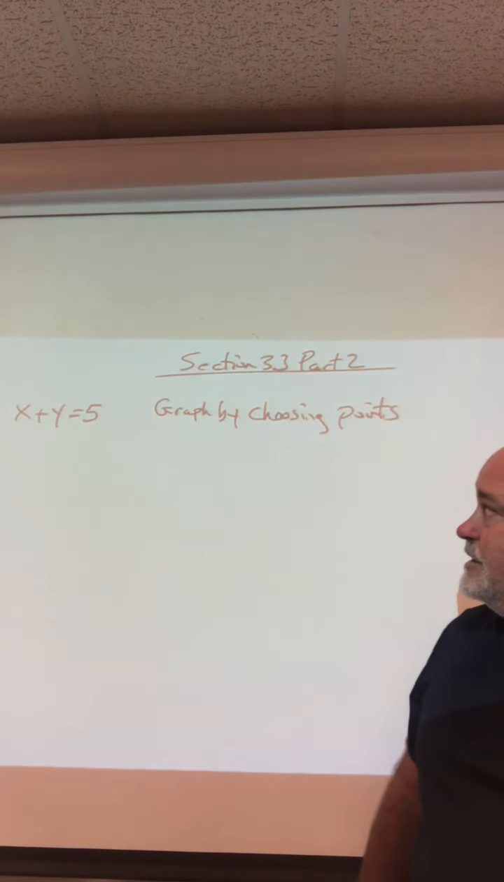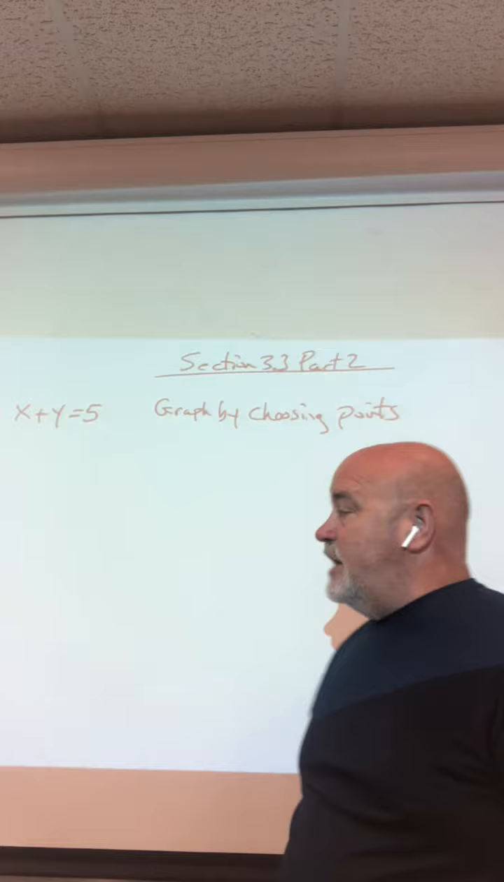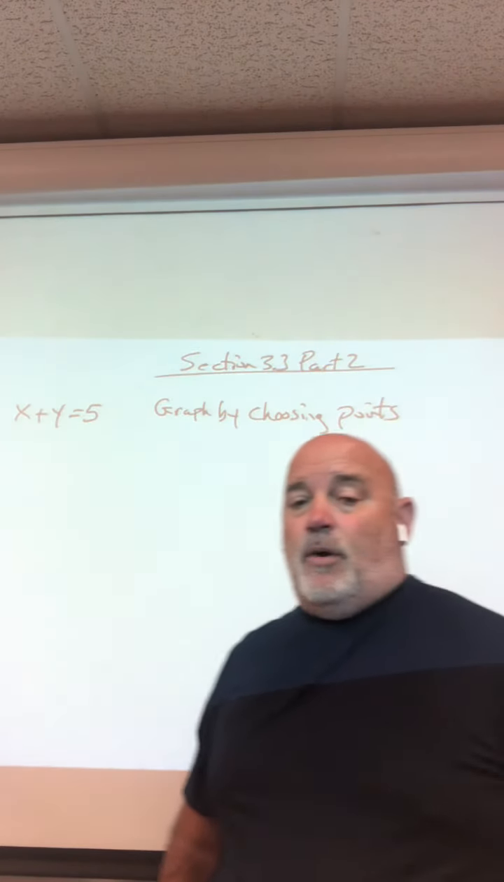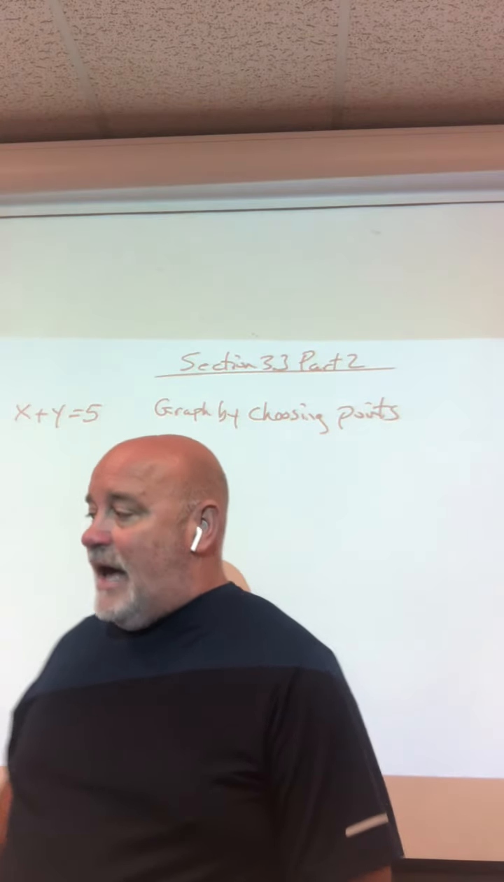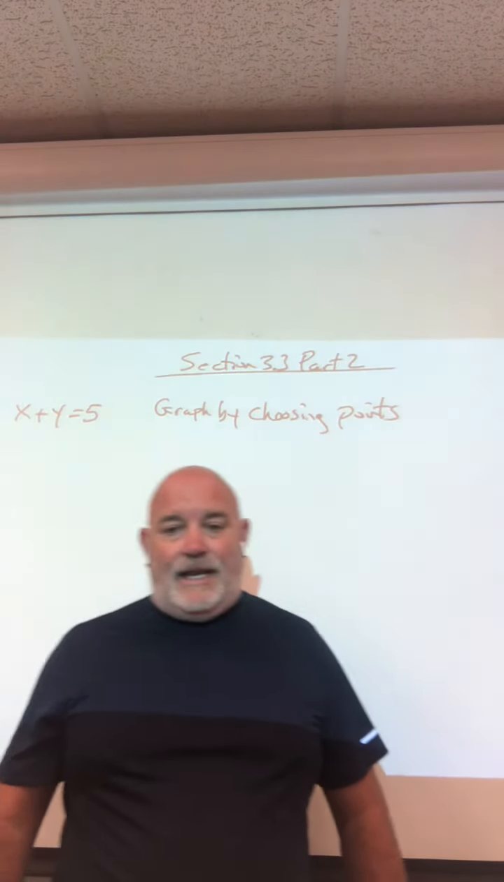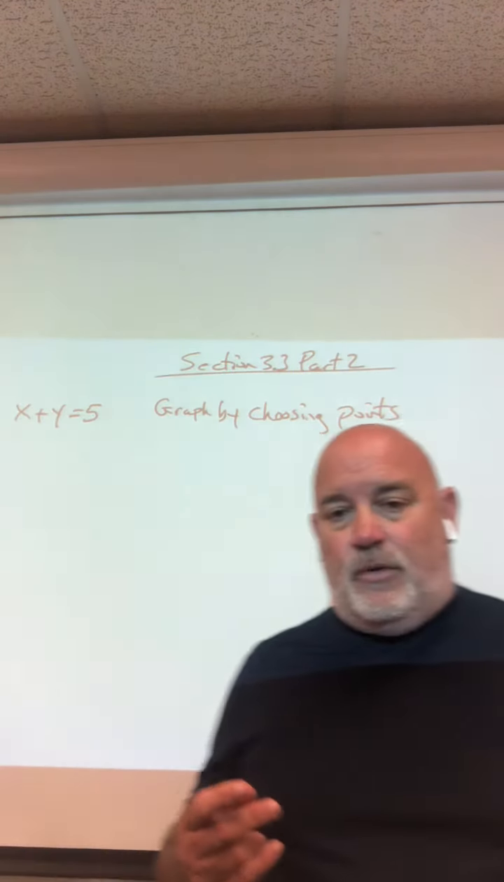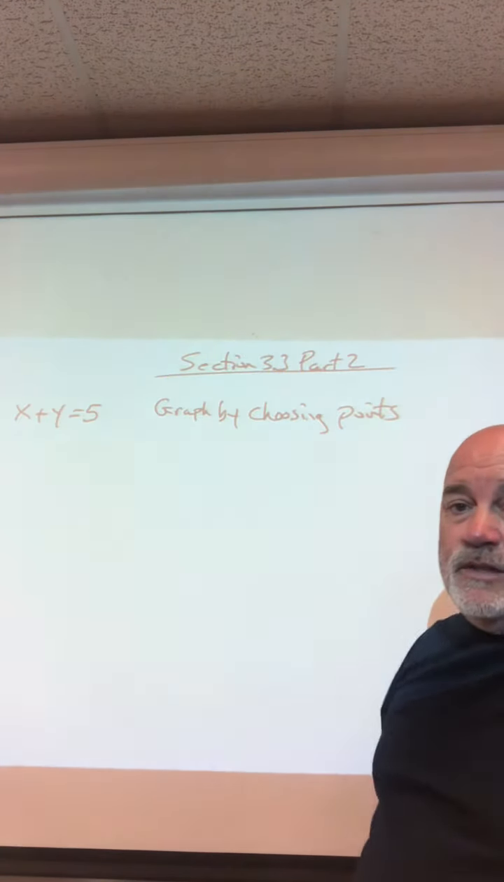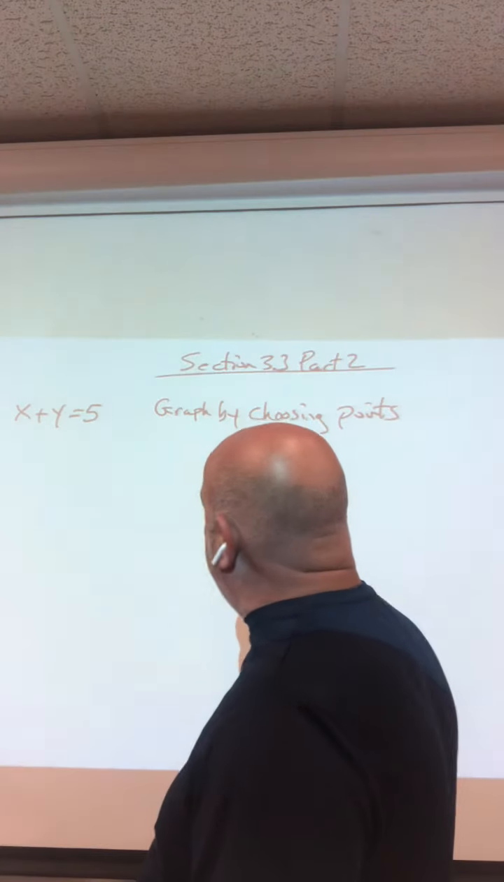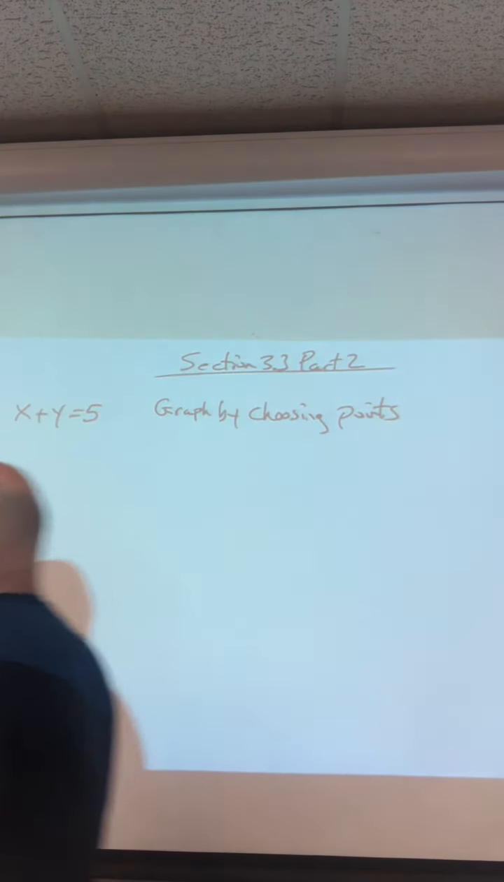Okay, so we want to continue with our videos. We want to go now to section 3.3, part 2 video. And I told you that what I wanted to do in this section was show you how to graph a linear equation with two variables just by choosing points. Okay, so let's start out with this very first problem right here. X plus y equal 5 by choosing points.